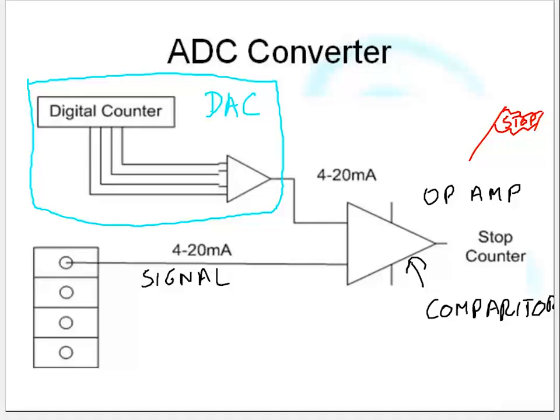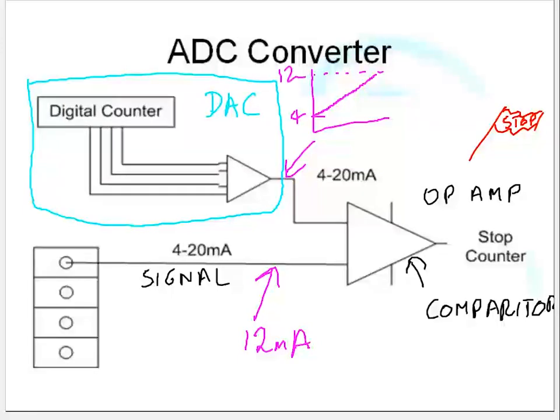Supposing we've got 12 milliamps coming in here. So just here, signal from the field is 12 milliamps. What we do is we start the counter, and the counter starts, and the signal coming from there starts at 4 milliamps, and as the counter increments, that signal goes up and up and up. And then eventually, that signal will get to 12 milliamps.